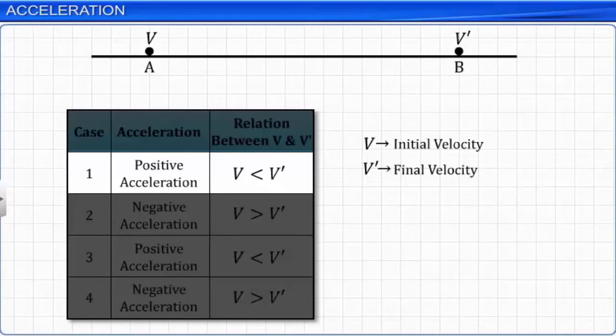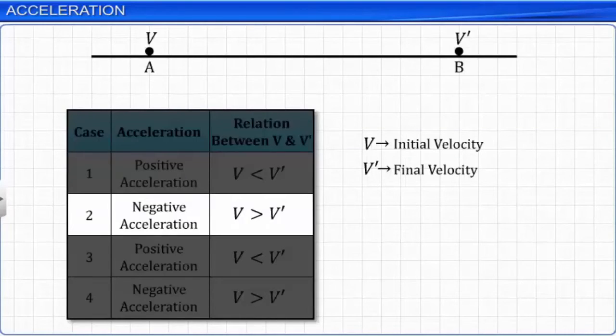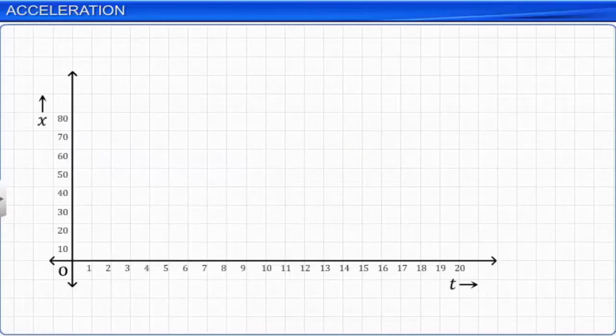Let us see what the x-t graphs for positive, negative and 0 acceleration look like. The x-t graph for motion with positive acceleration curves upward. For negative acceleration, it curves downward.